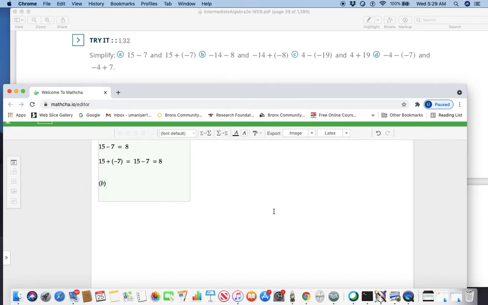Negative 14 minus 8. Well, you start with a negative and you're going to go more negative. Negative 22. It's the same as negative 14 plus negative 8. Why is it the same? Plus followed by a minus is minus. So you are starting with a negative and you are going to go more negative.